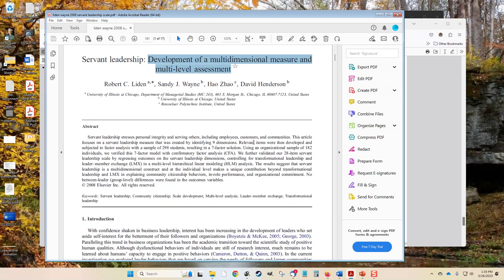And we can see here that this article focuses on a servant leadership measure that was created by identifying 9 dimensions. So they're talking about created. So this is the article where they're creating the scale. So this is a good start.